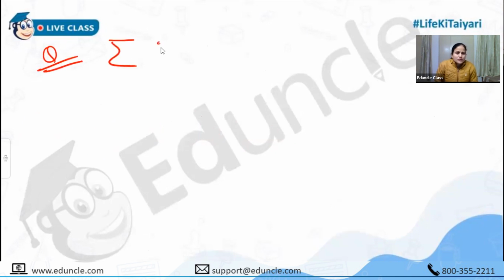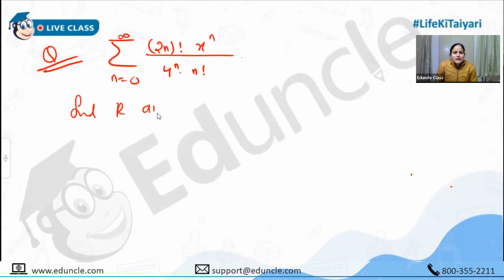Let's take just one more question. Say I am having the series 2n factorial x raised to n upon 4 raised to n into n factorial, n varying from 0 to infinity. So we will find here R and the exact region.